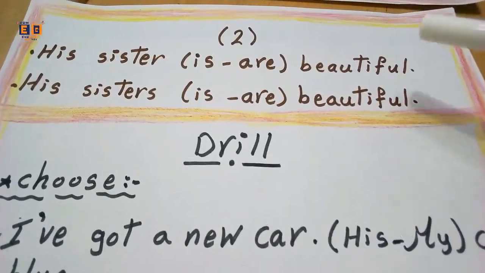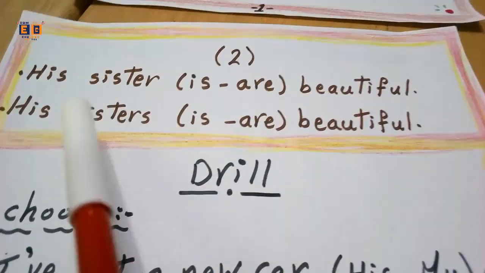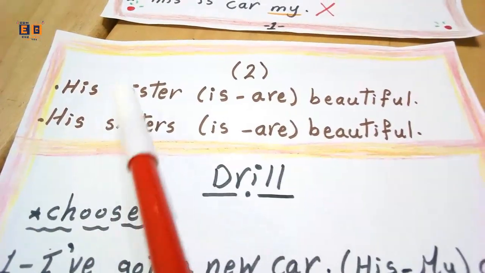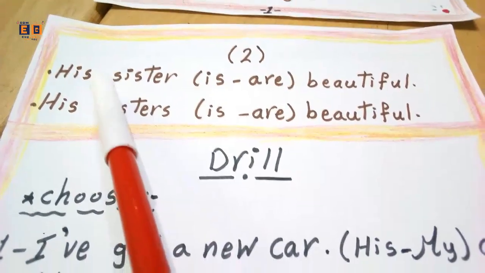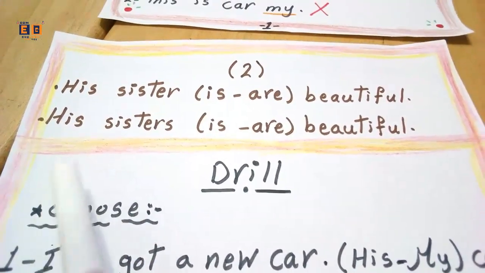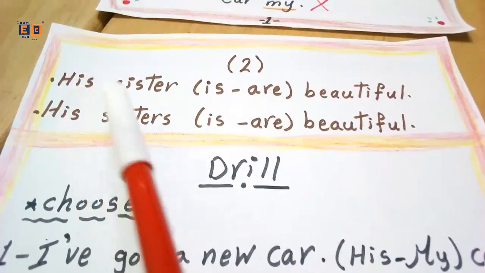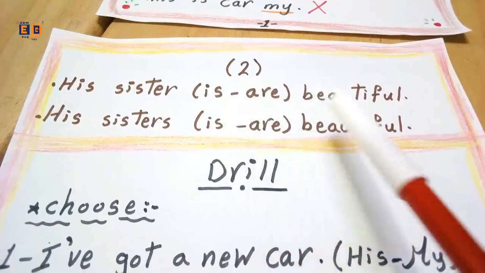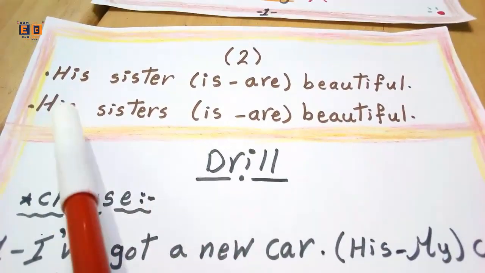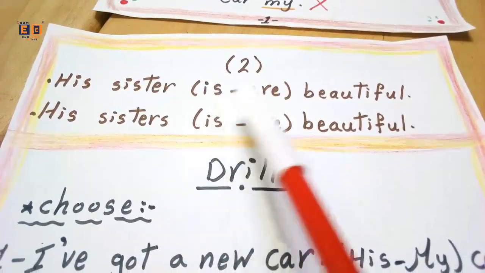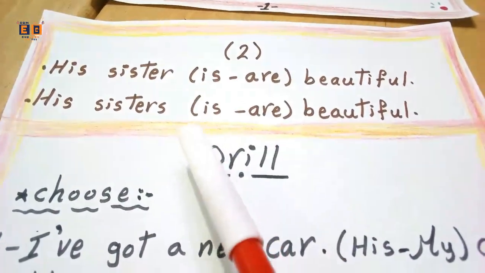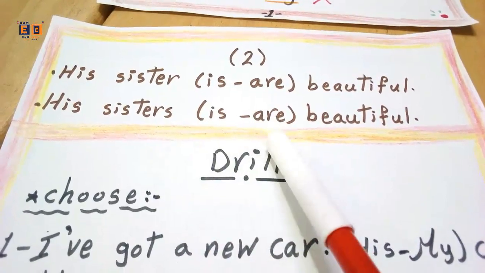How's that? Here we have 2 sentences, the first and the second. Both sentences start with the same possessive adjective, which is his. But number 1 is: his sister is or are beautiful. Number 2: his sisters is or are beautiful. Number 1 will be is, but number 2 will be are.